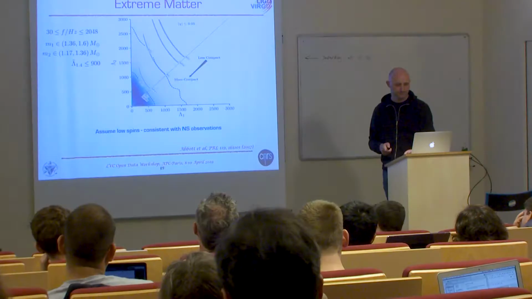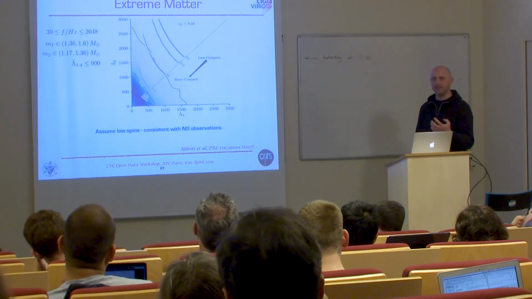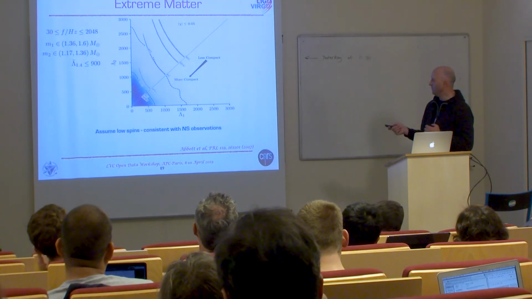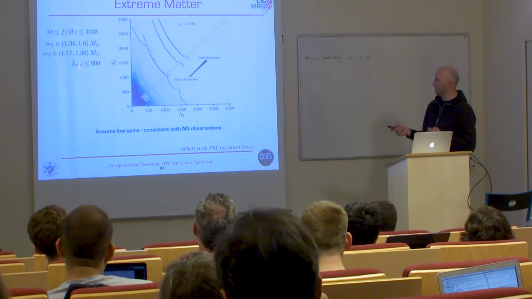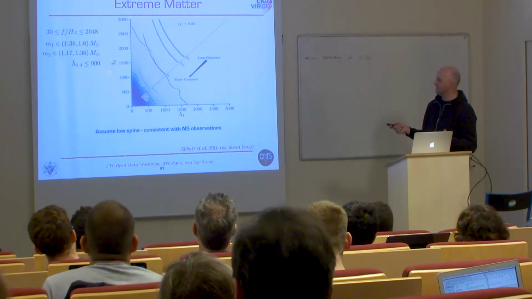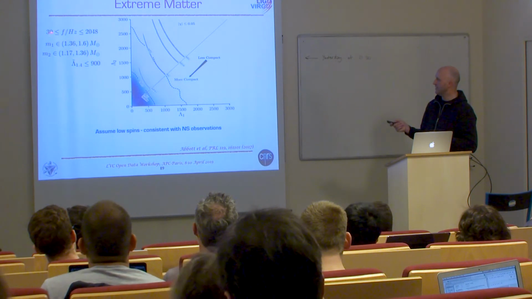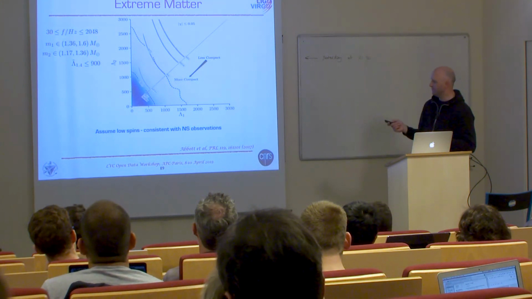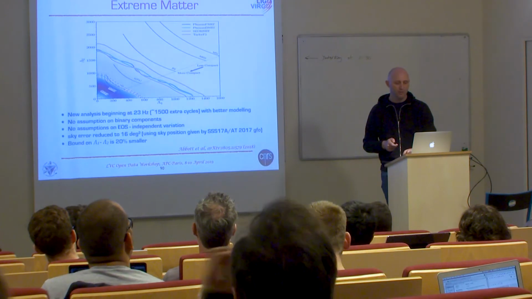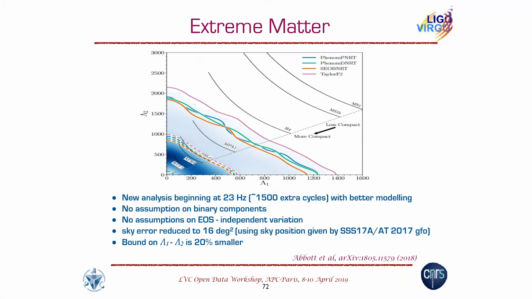When we first did the analysis of the binary neutron star, we were able to put a bound on the tidal deformation of a 1.4 solar mass binary to something less than 900. This was analysis starting at 30 Hertz and ending at 2048 Hertz. We then did a better analysis where we started 7 Hertz lower. Doesn't sound like very much, but 7 Hertz lower gets us approximately 1,500 extra gravitational wave cycles. We then have no assumptions on the binary.